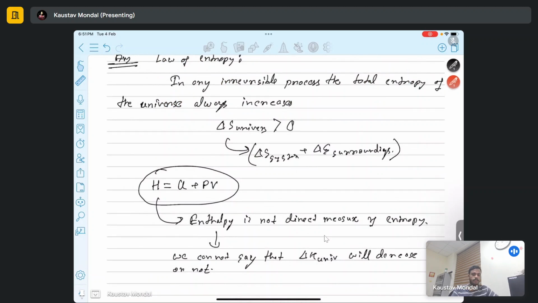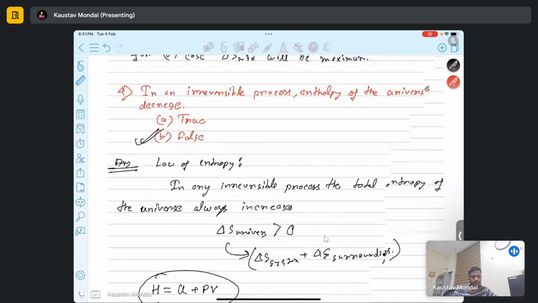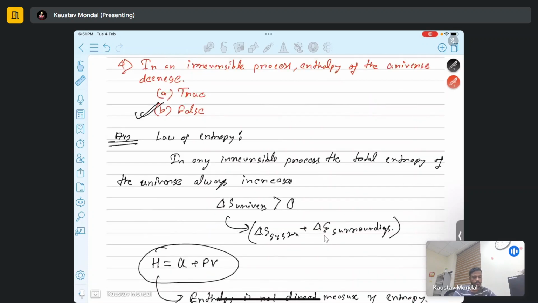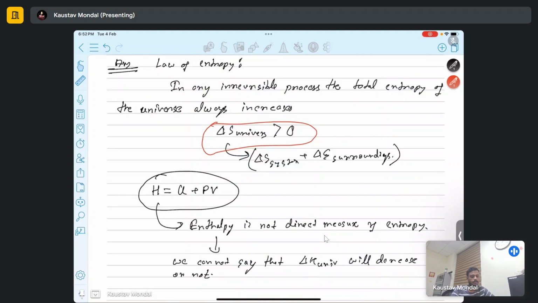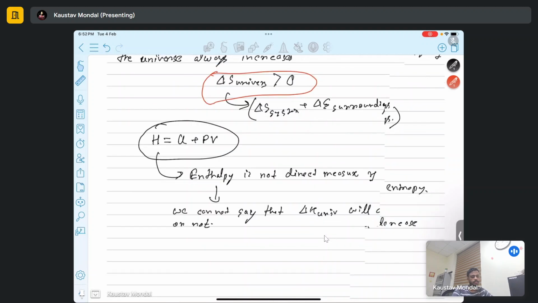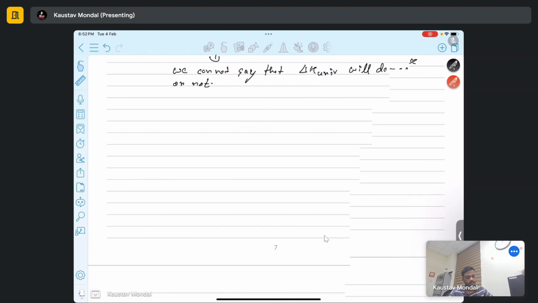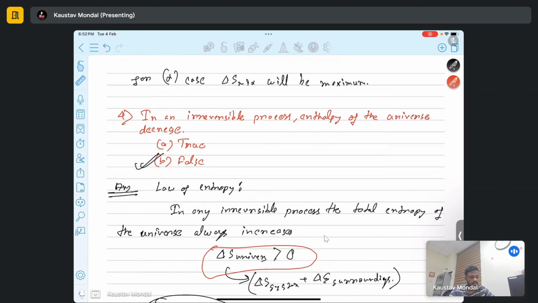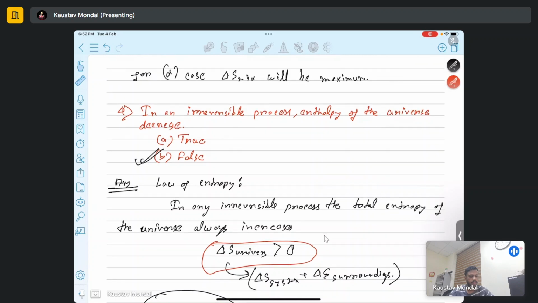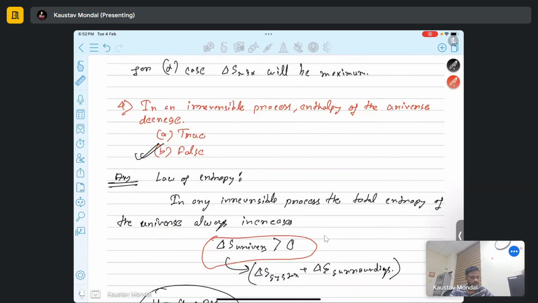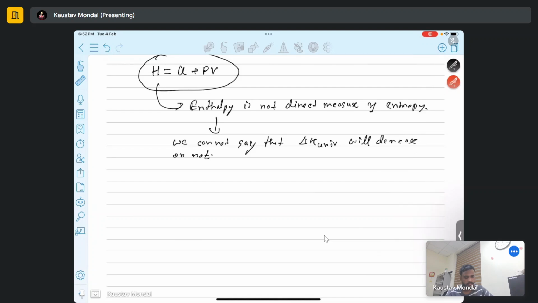Now I hope you understood how it's done. The main thing to remember is that for an irreversible process, delta S universe will always be greater than 0. This is a fundamental thermodynamic law. But as enthalpy cannot capture this direct change of entropy, we cannot confirmably say whether it will increase or decrease. So we cannot consider this statement true, and that's why I chose the answer as false. Now problem number 5.